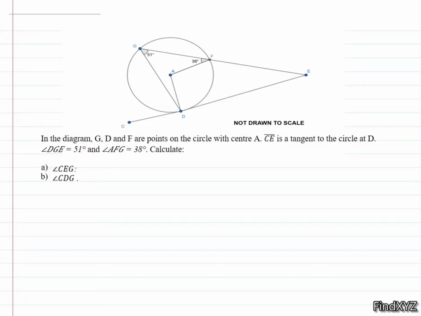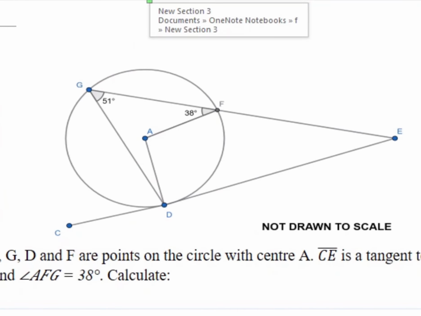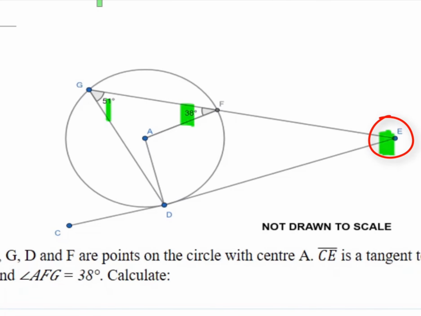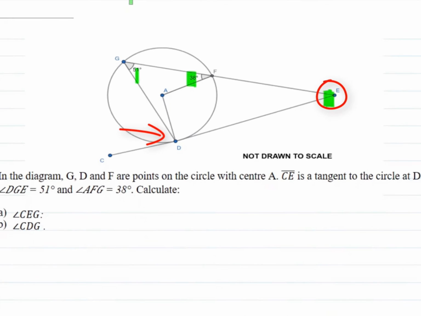We have been given a diagram where points J, D, and F are points on a circle with center A. We have been told line CE is a tangent to the circle at point D. We have angle DGE to be 51 degrees and angle AFG to be 38 degrees. We have been told to find angle CEG and then also angle CDG, this small angle.